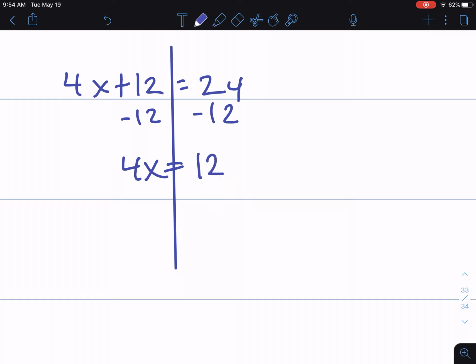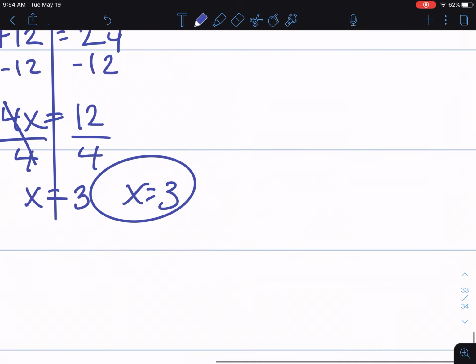Now on the left side we have 4 times x. The opposite of multiplying is dividing, so cancel these out, or eliminate them. X equals 12 divided by 4, which is 3. X equals 3.